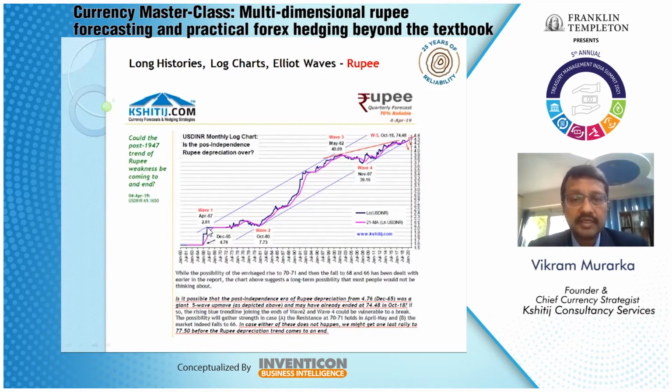Here again we can see a 5-wave structure. Basis this, we said that possibly if the market goes up to 4.3 on the log chart, which would be around 77.5. And imagine in April 19, we were able to figure out a possibility of 77.5 one year down the line, made possible by long histories, log charts, and Elliott waves. So these are the tools that you can use, the tools that I'm sharing with you.